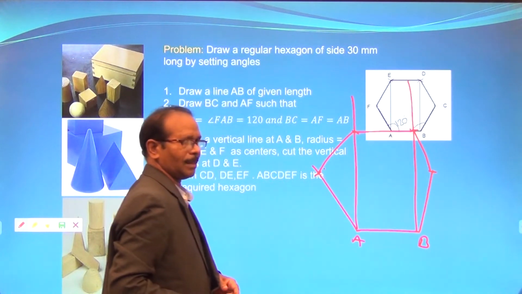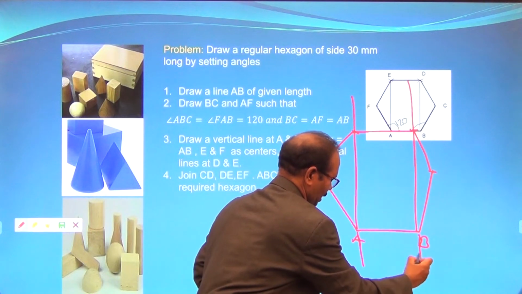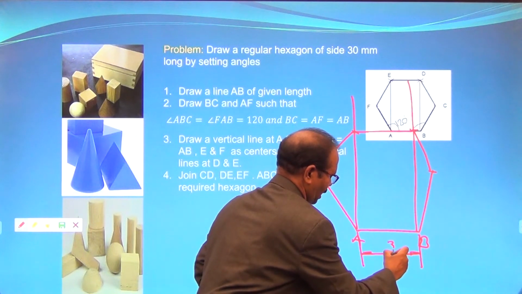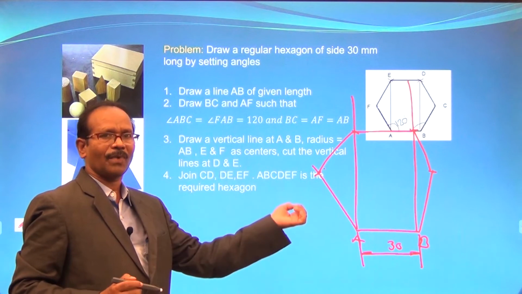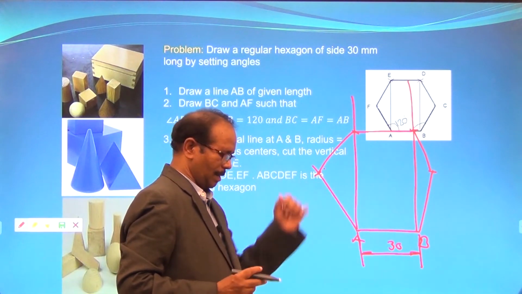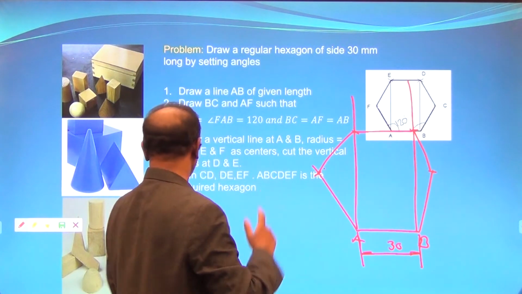This is the required polygon. Give the numerical value, extension line, dimension line, arrow, numerical value, say 30. So this is an angle method, a fast way we can construct a polygon. This is the angle method. Now apart from the angle method, today I am going to discuss one more method.